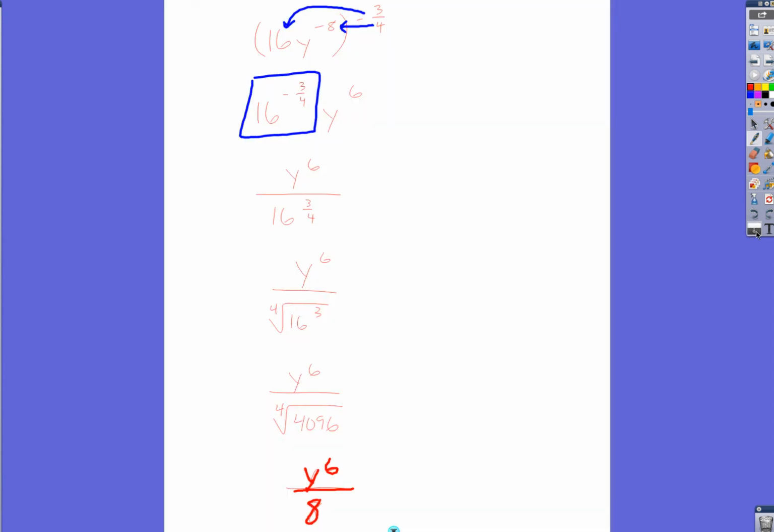How come you didn't do nothing to y? Does it have a negative power? No. Does it have a zero power? No. Does it have a fractional power? No. So there's nothing I can do. Are there any other y's? If there were other y's, I could maybe add the exponents or subtract the exponents, but there's no other y's. So there's nothing I can do to this.